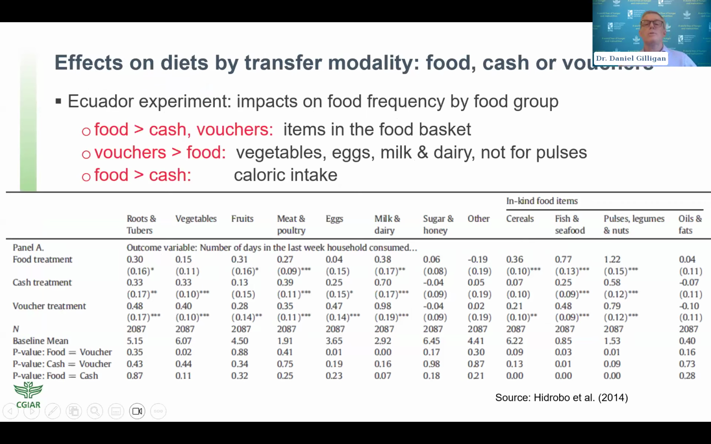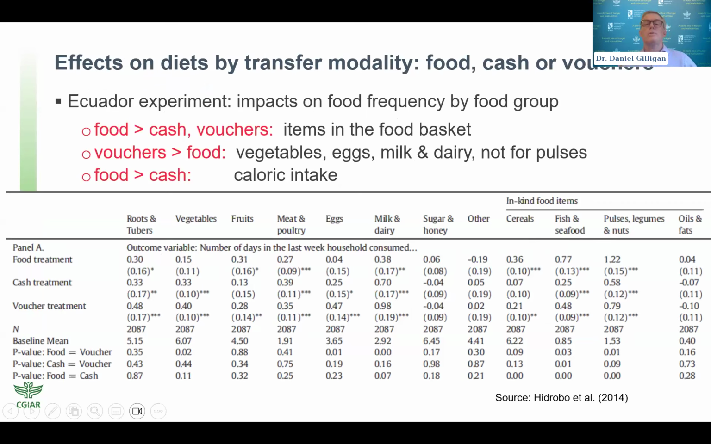The takeaway here, looking at food frequency by the food groups shown, is that the food transfers were more successful at increasing intake of the items in the food basket. So if those are the key items that you want households to increase their consumption of, then food transfers directly can do that. But the vouchers were more successful at increasing more nutrient-dense food consumption, like vegetables, eggs, milk and dairy, not so for pulses in that case. Food also worked better than cash at increasing caloric intake, but otherwise cash performed as well as food at increasing diet quality.